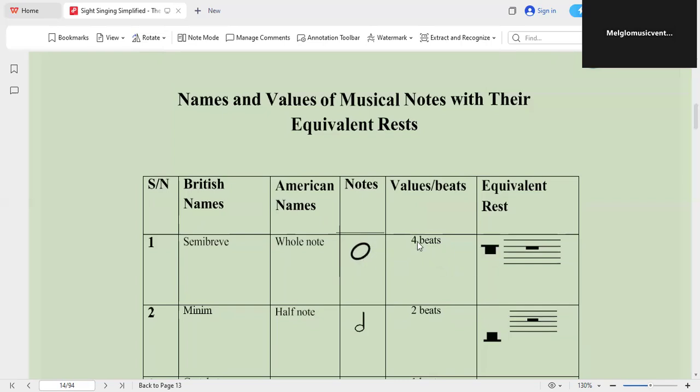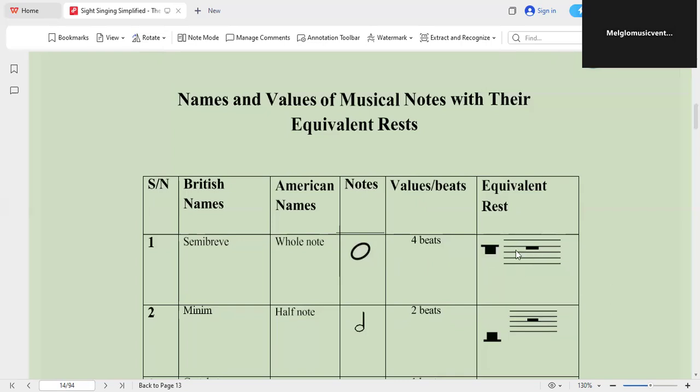That means let that sound not stop for the next 4 beats. And how do we count our 4 beats? It's simply by counting 1, 2, 3, 4. 1, 2, 3, 4. So I've counted 2 semibreves like that. So whenever you see this note, it is called a semibreve in British and whole note in American. It is 4 beats. And then this is the equivalent rest.